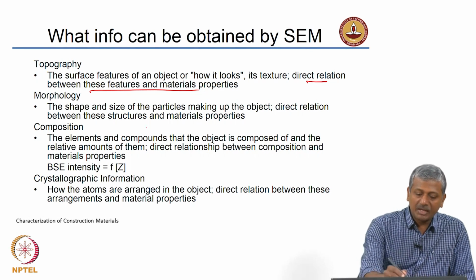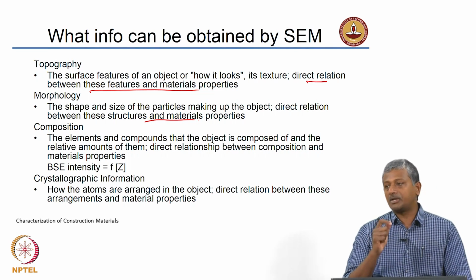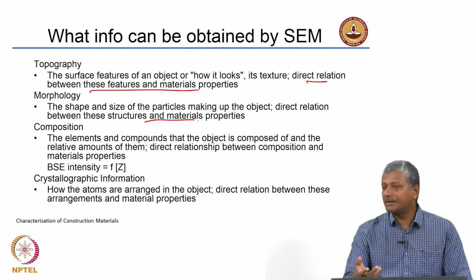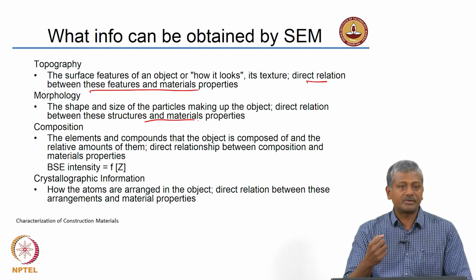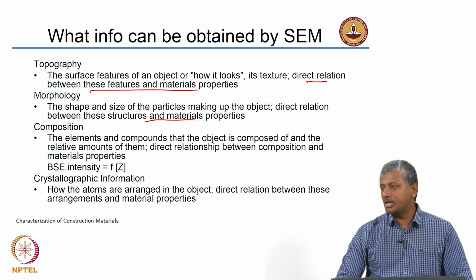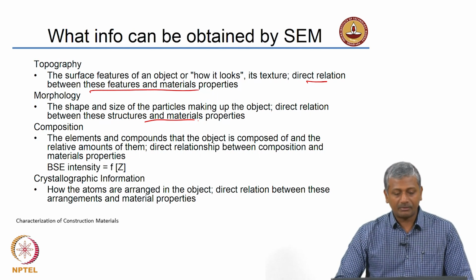Morphology is obviously the shape and size of particles making up the object. So, if you are looking at specific crystalline features in your material, for example, in cement hydration we know that we form calcium hydroxide and ettringite, and these are very well defined crystalline species, and you will see later that we can actually make out the size and shape of these crystalline objects that are forming as a result of cement hydration.